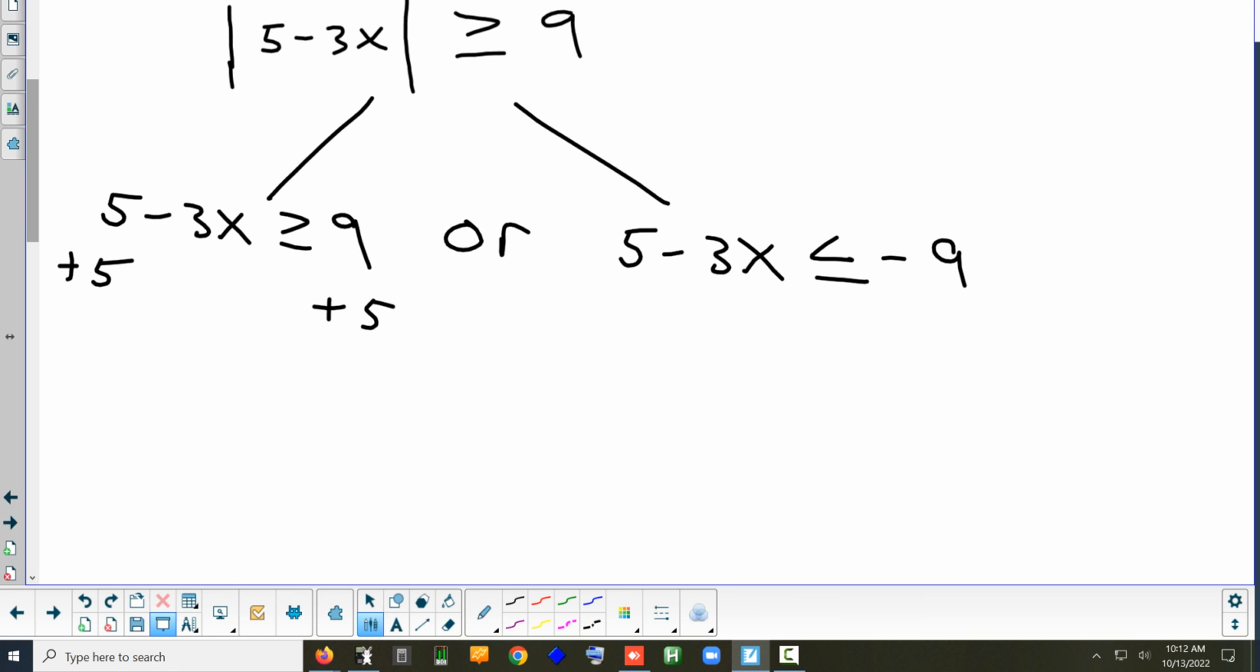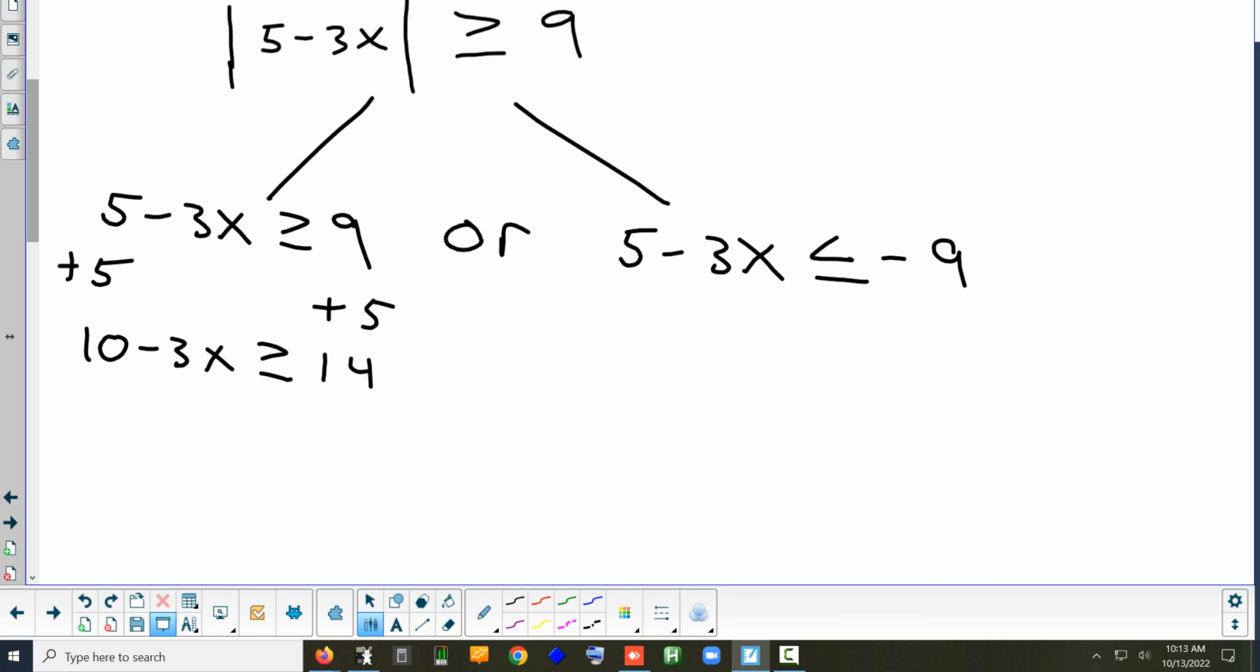And what's 5 plus 5? 10. So now we have 10. And what's 9 plus 5? 14. Okay, what would you do now? Would you minus 10? At this point, yes, you would have to minus 10.